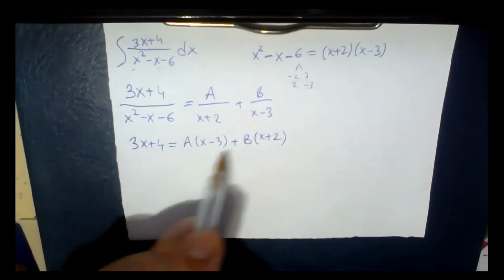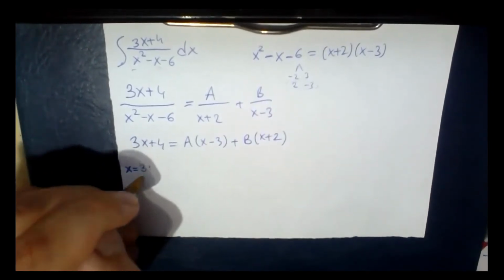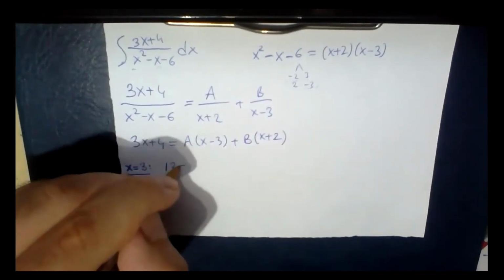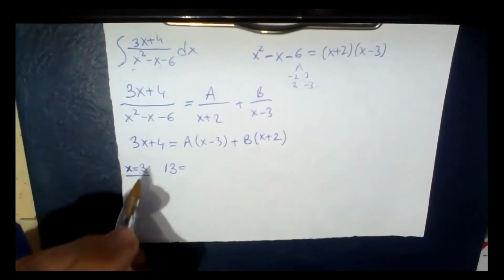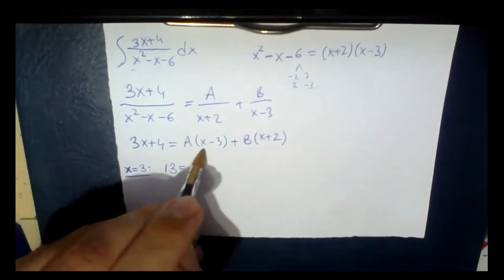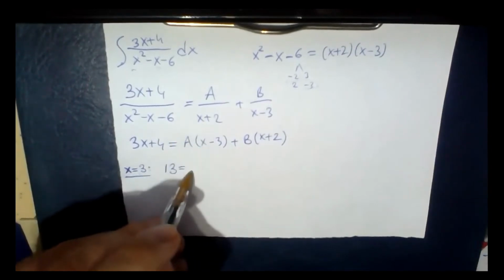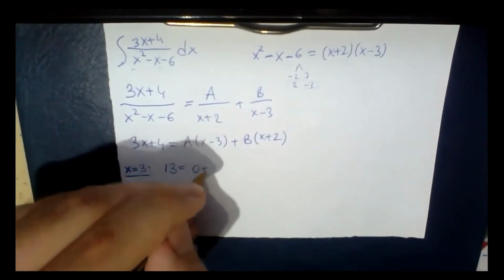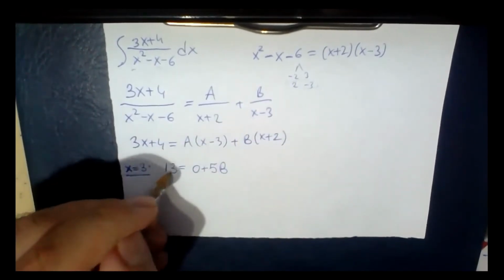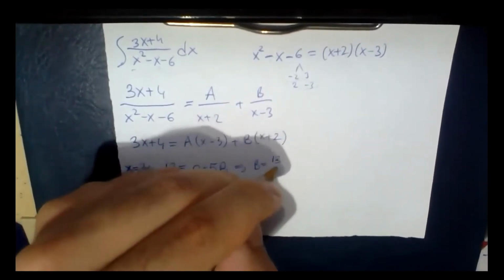For example, if we choose x equal to 3, this equation should again be valid. When x is equal to 3, 3x plus 4 will be 13. I choose x equal to 3 because I want to vanish one of these terms. When x is equal to 3, this factor will be 0, so it will be a times 0, and there will be no a here, plus when x is equal to 3, this part will be 5b. So 13 is equal to 5b, which means b is equal to 13 over 5.